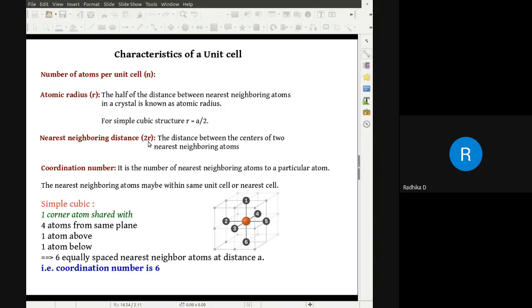I denote it by the letter A because for a cubic system, A is equal to B is equal to C. So for that reason, I can consider all lengths as same, or I say it as A.